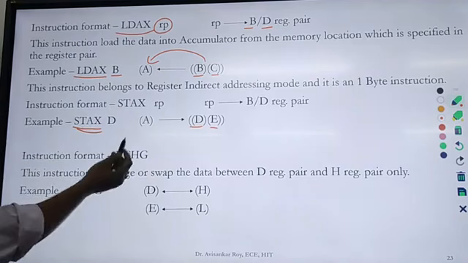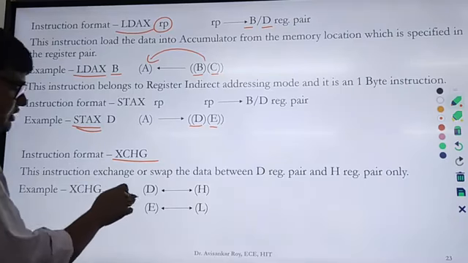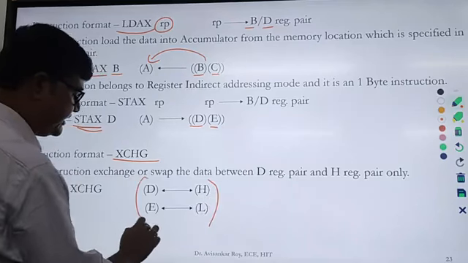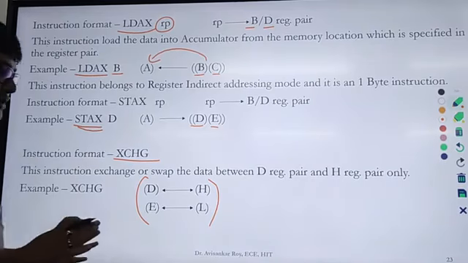STAX is just the opposite. And the last instruction is exchange, XCHG, where by default it will just exchange the data between the H register pair and the D register pair. So that's all about the instruction set of the data transfer group.